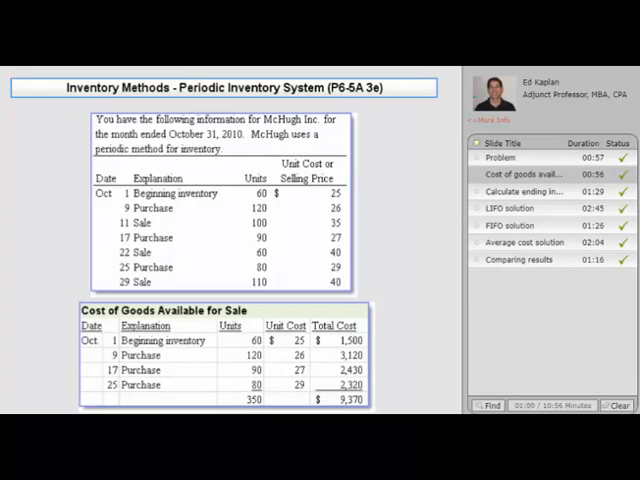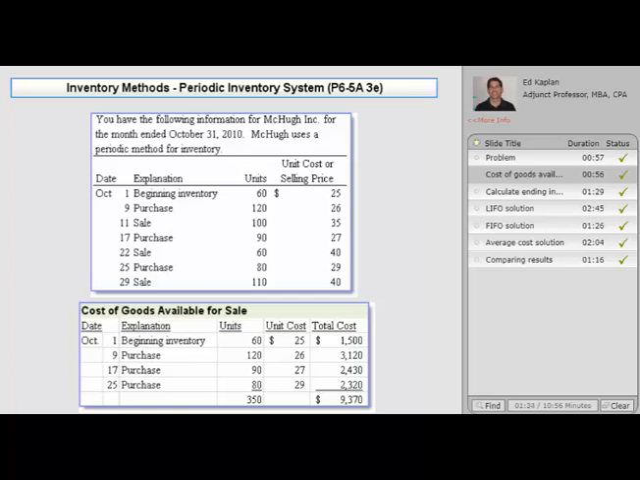Okay, well, the first thing we need to do is calculate the cost of goods available for sale. And cost of goods available for sale is going to be the same regardless of which cost assumption method we use, because cost of goods available for sale is merely the accumulation of all the costs. So we start with beginning inventory and then we add the purchases. And you see on the bottom of this slide, what we're doing is multiplying the units times the unit cost to come up with the total cost for what I call that layer.